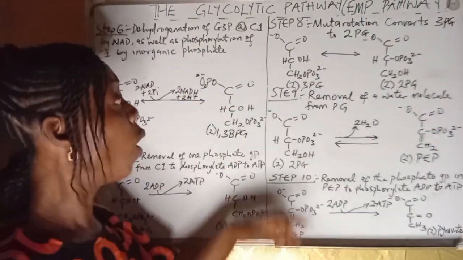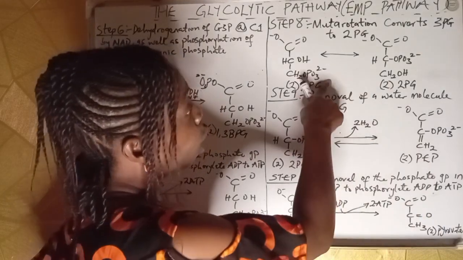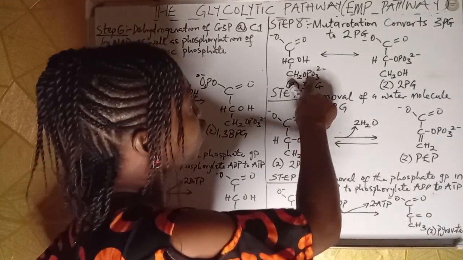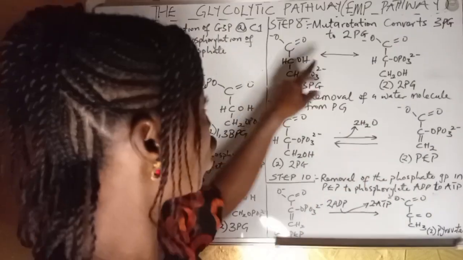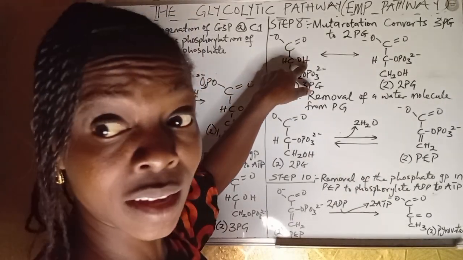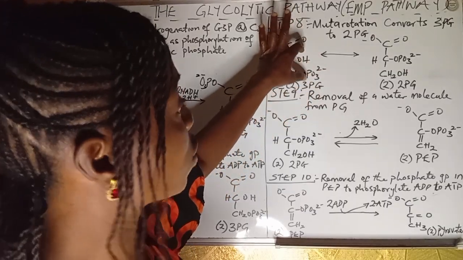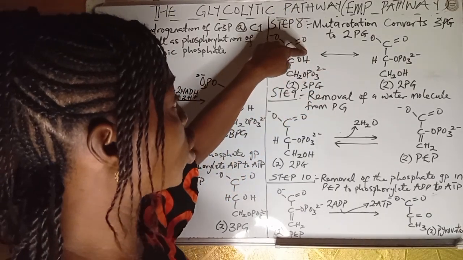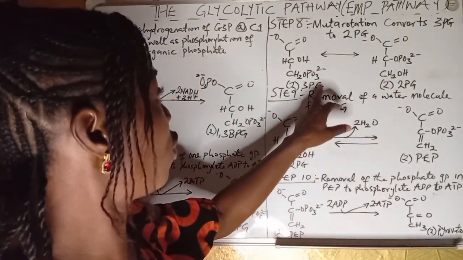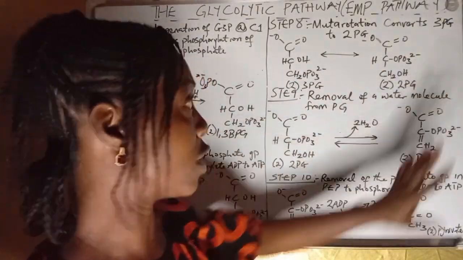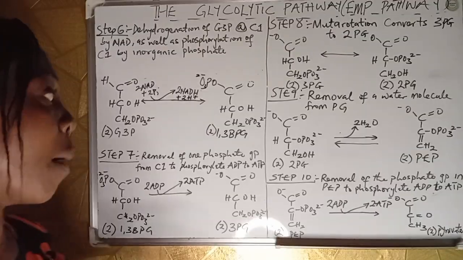Look at this very well. What happens is simply a change in the position of the phosphate group. The phosphate group moves from carbon 3 to carbon 2. And the hydrogen is replaced here, and then the phosphate group is replaced here. So there's a swapping in the position of hydrogen and phosphate. Hydrogen comes down, phosphate comes up. So 3-phosphoglycerate becomes 2-phosphoglycerate. And the enzyme here for this reversible reaction is phosphoglycerate mutase.